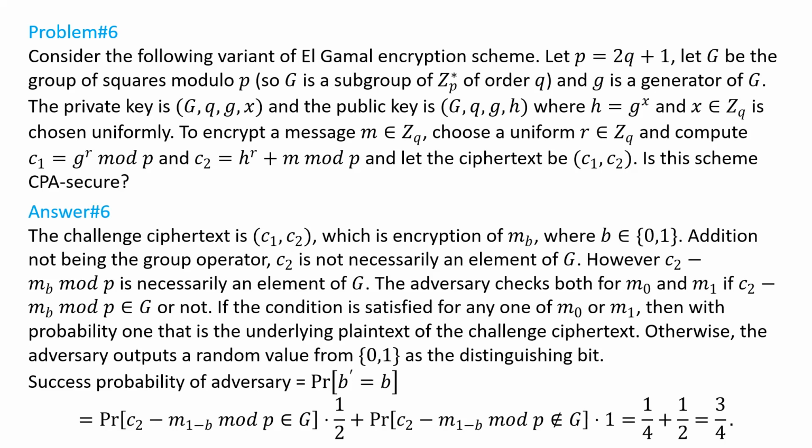the probability half. Why? Because see that you took the subgroup G of ZP star with prime order Q such that P was equal to 2Q plus 1. Okay. Like you took P equal to 2Q plus 1. What is meant by that is that half of your elements present in ZP star will be present in G, present in the subgroup G, and half of them will not. Okay.